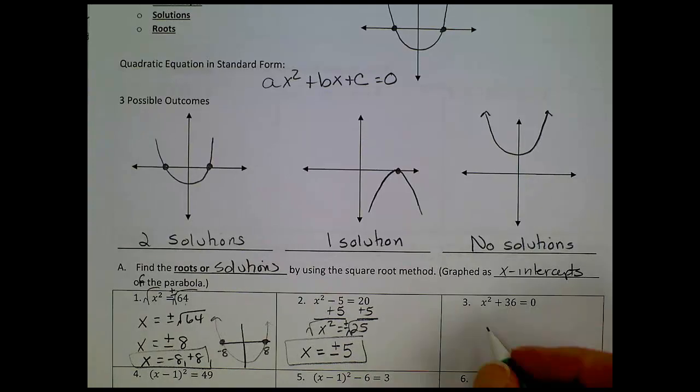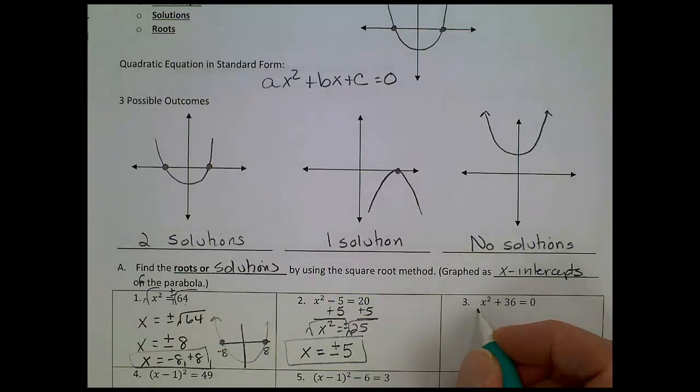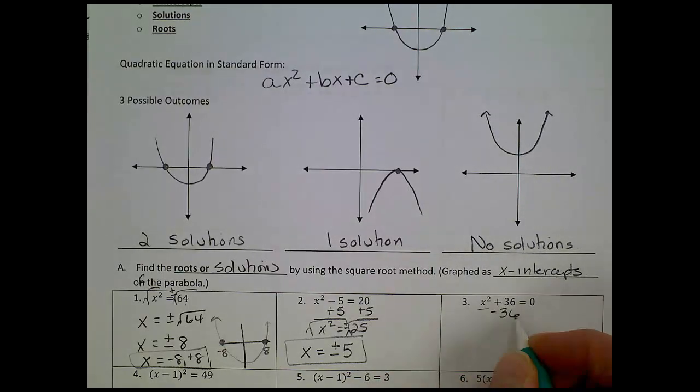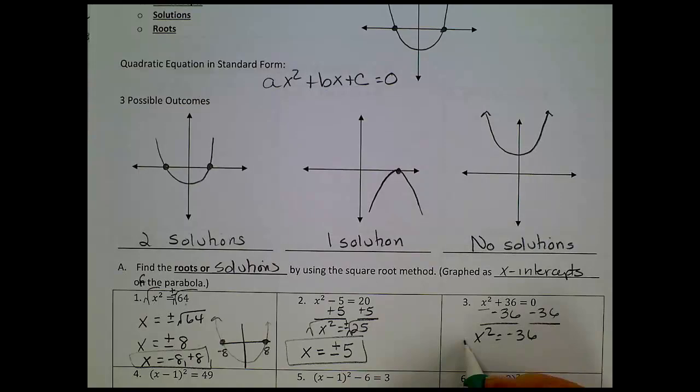Okay, number 3. I've got x squared plus 36 equals 0. I've got to get x squared by himself. I'm going to subtract 36 from both sides. I'll have x squared equals negative 36. Now when I go to take my square root, I'm taking a square root of a negative 36. I'm not taking a negative square root of a positive 36. That negative belongs to the 36 term. And as you remember, we cannot take a square root of a negative value.